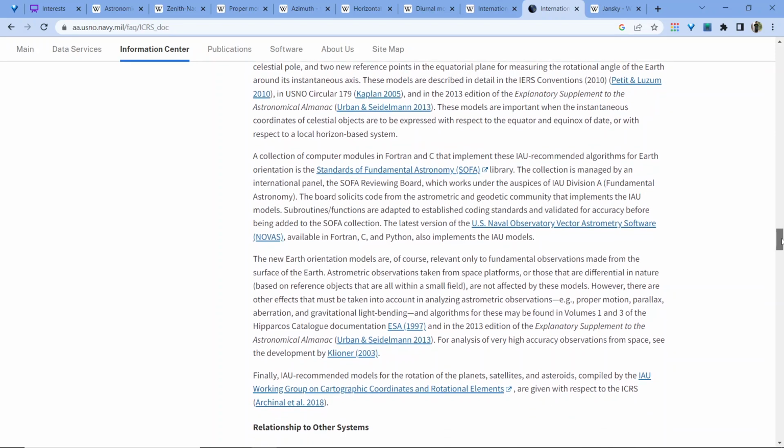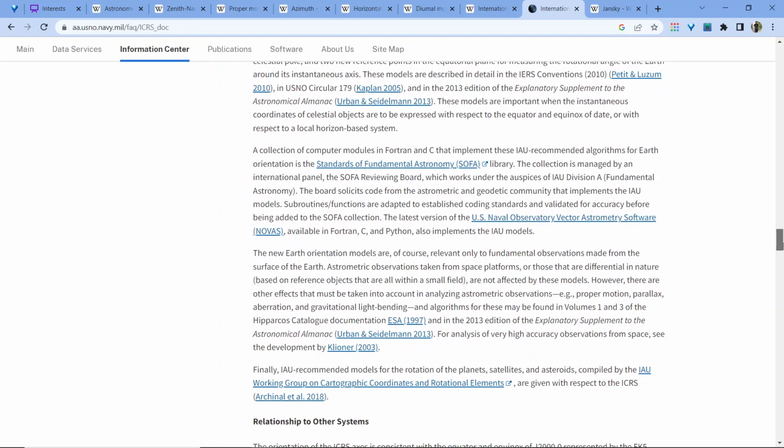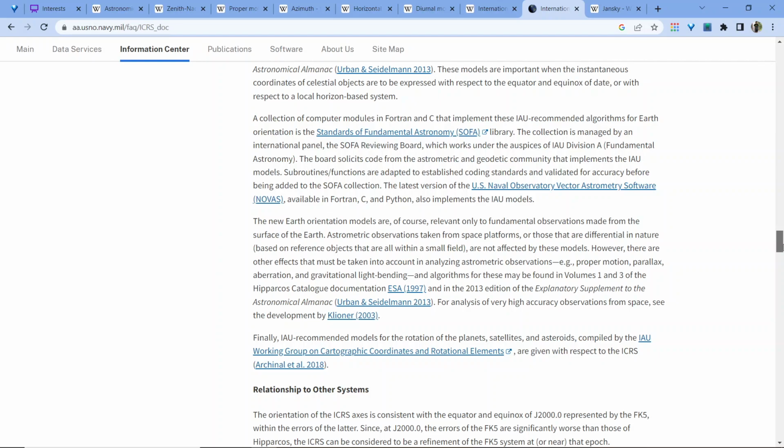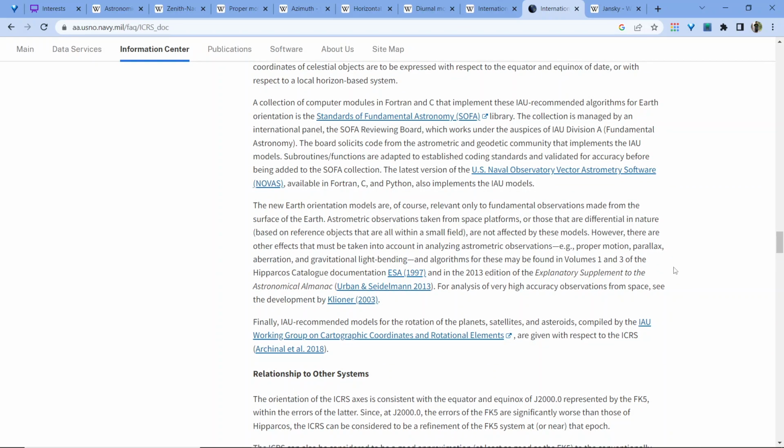The new Earth orientation models are, of course, relevant only to fundamental observations made from the surface of the Earth. Astrometric observations taken from space platforms are differential in nature, based on reference objects that are all within a small field, and are not affected by these models. However, there are other effects that must be taken into account in analyzing astrometric observations, e.g. proper motion, parallax, aberration, and gravitational light bending, and algorithms for these may be found in volumes 1 and 3 of the Hipparcos catalog documentation, ESA 1997, and in the 2013 edition of the Explanatory Supplement to the Astronomical Almanac. For analysis of very high accuracy observations from space, see the development by Klioner.